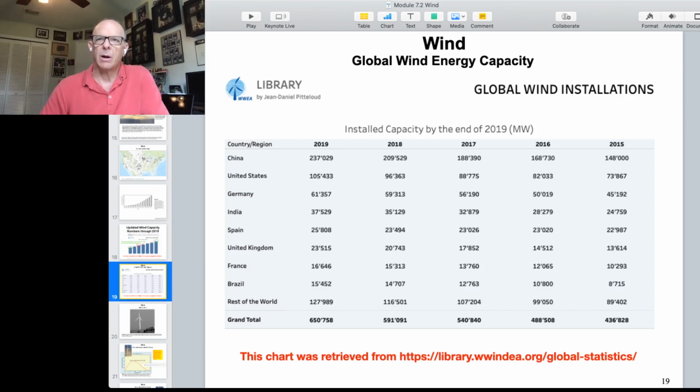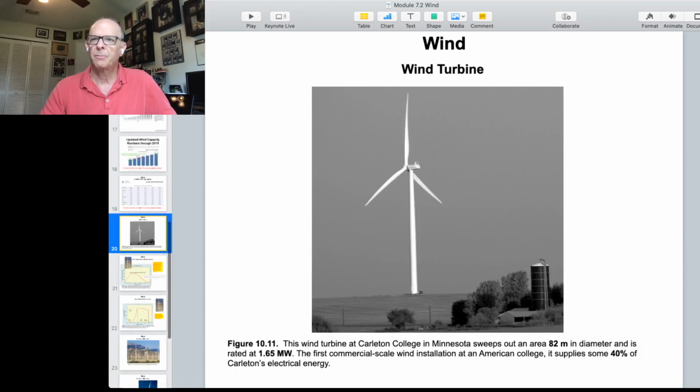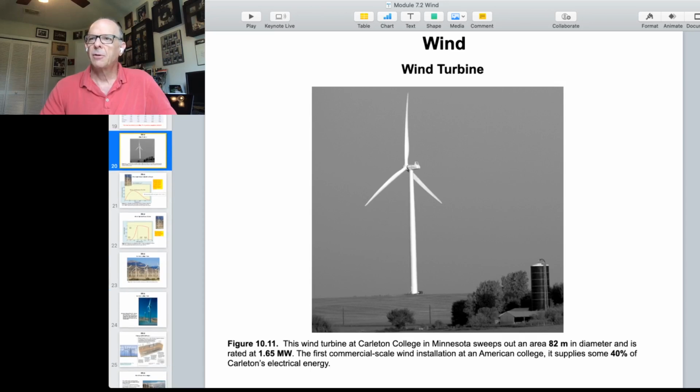And this is where the countries in the world that are doing the most with wind, China, the most, followed by the United States and Germany. A huge capacity available for the wind resource. You can see sort of from the scale here how large these wind turbines are now. This particular one is 1.65 megawatts is its rating.